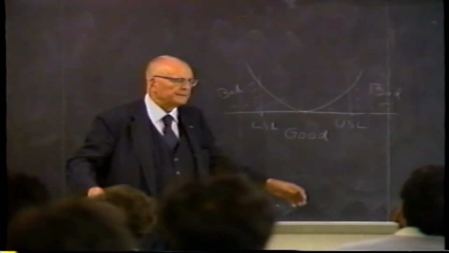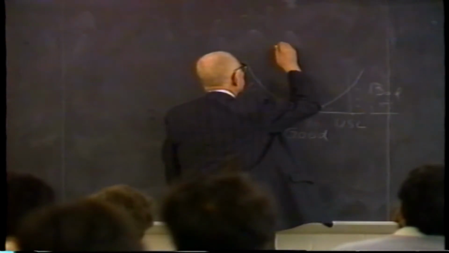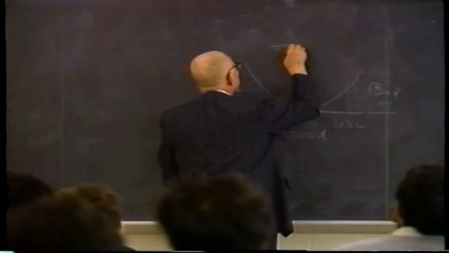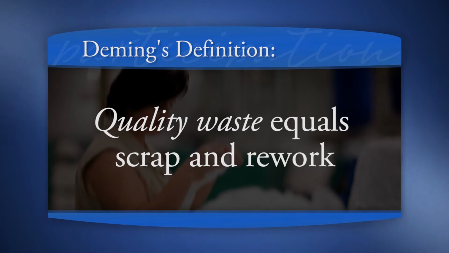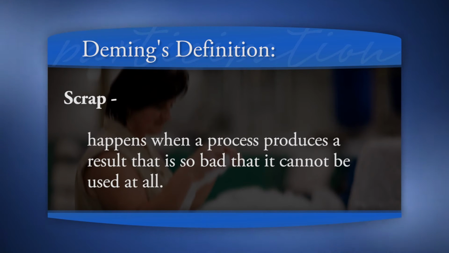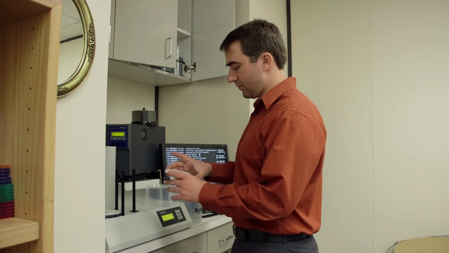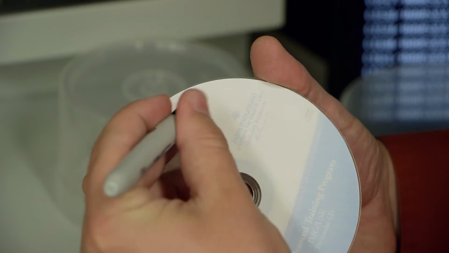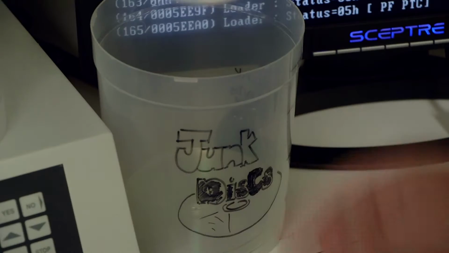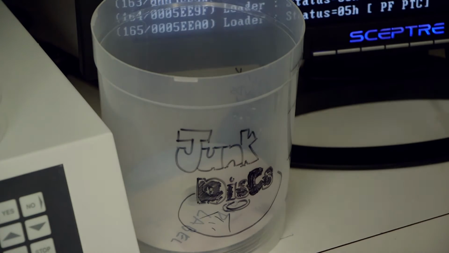He showed that whenever a defect occurs, it always wastes resources. He defines such quality waste as scrap and rework. Scrap happens when a process produces a result that is so bad that it cannot be used at all. Such a result gets thrown away, it gets tossed on the scrap heap. When that happens, all of the time and effort that went into producing that output is wasted. If you really need the product or service, you have to do it all over again from scratch.